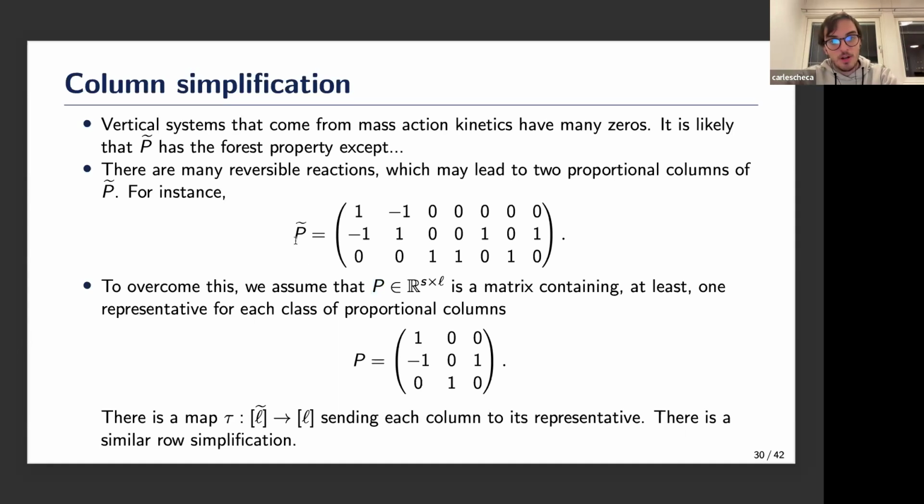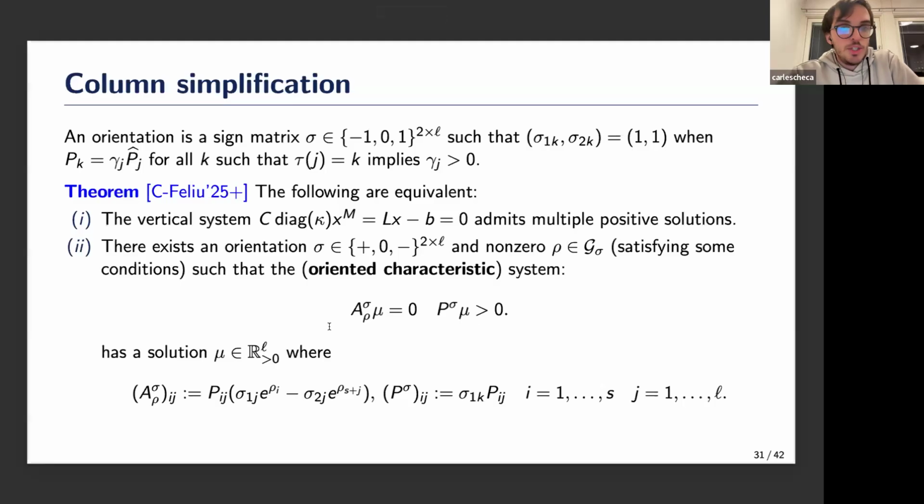So there's a map that goes from the columns of P bar to the columns of P, sending each column to their representative. And once we have made this simplification of the matrix T, there's another theorem similar to before, which says the following: we define an orientation, which is another sign matrix. If you want an intuition of what these orientations are, in the higher deficiency theory they come from orienting the directed graph that corresponds to the network. But for us, they're just some sign matrices satisfying some conditions.